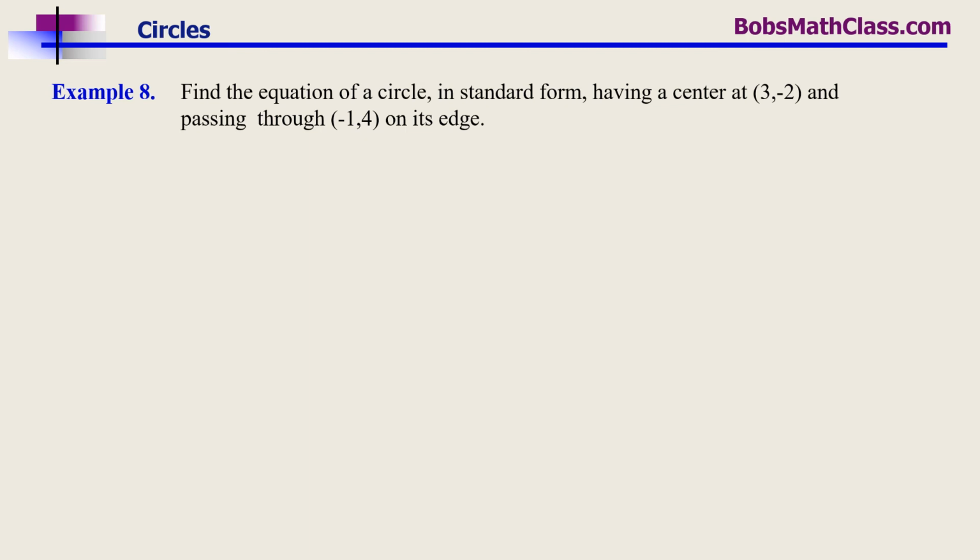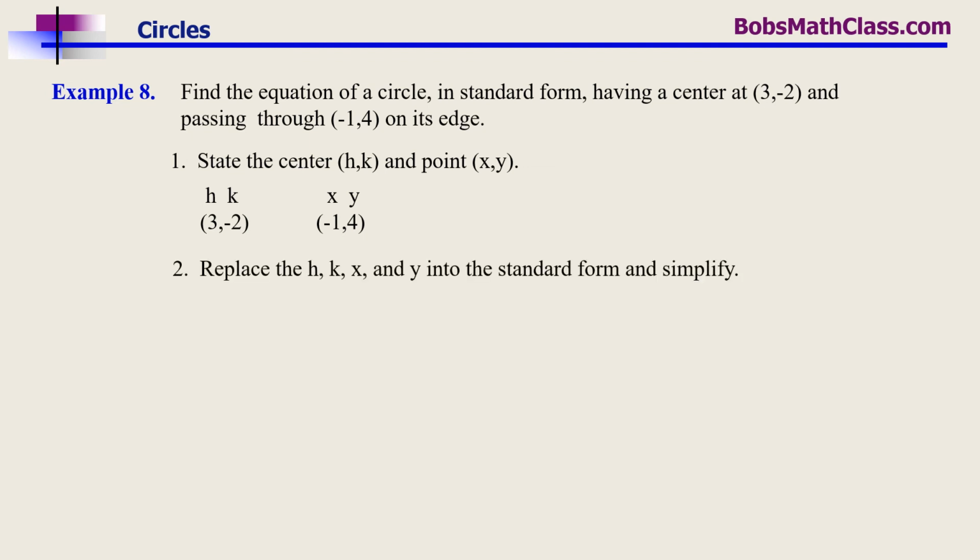All right, let's write down our information, our h, k, and x and y. Our center is (3, -2). I like to write a little h and a little k above that so I know which one's which. And then the x, y, that's our (-1, 4). So now we're going to replace the h, the k, the x, and the y into the standard form, and then simplify.